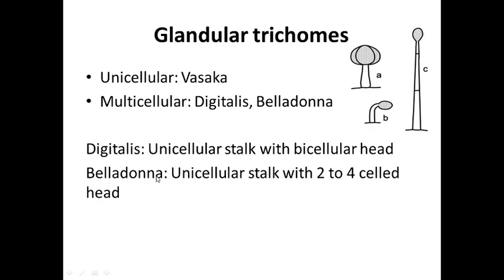Next, the Belladonna: again the stalk of the trichomes found in Belladonna is a unicellular stalk, a single cell stalk, and the head is basically made up of 2 to 4 cells, but the stalk is unicellular. So these are the different types of glandular trichomes.